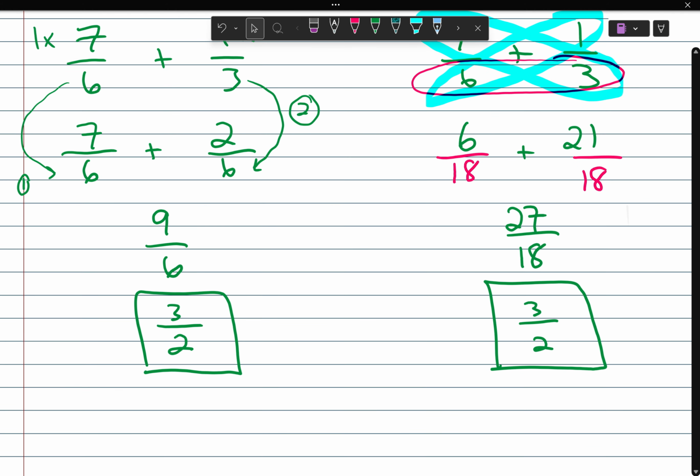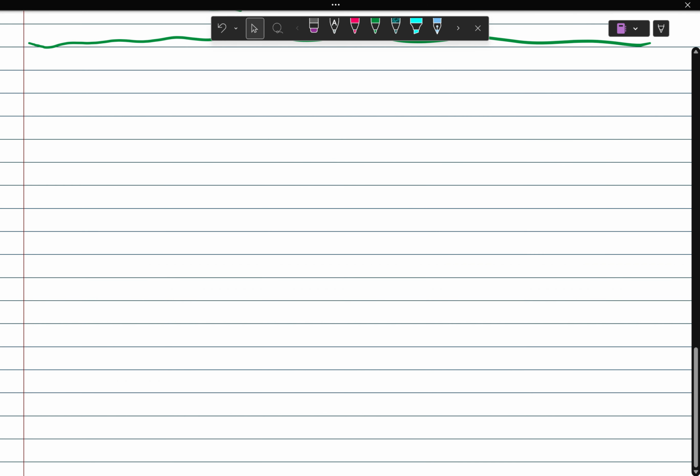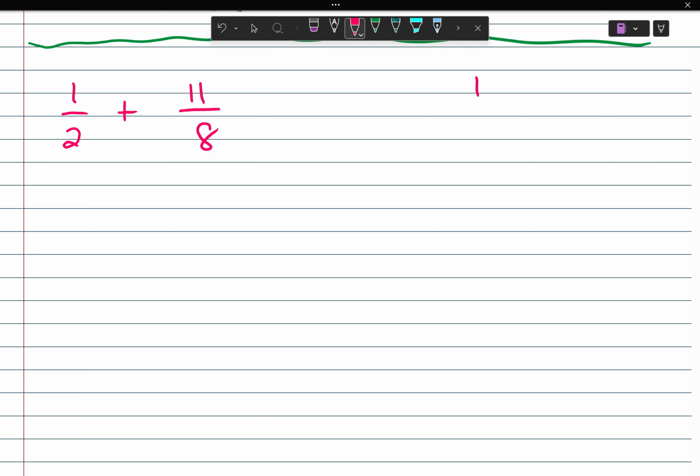All right, let's try another problem so we can make sure we have the hang of this. So the next problem is 1/2 plus 11 over 8. All right, so the LCD of 2 and 8, what is that? It's 8, right? Because 8 is the smallest number we have that 2 and 8 can go into, right?